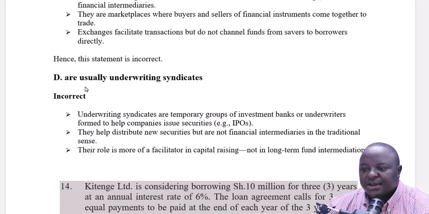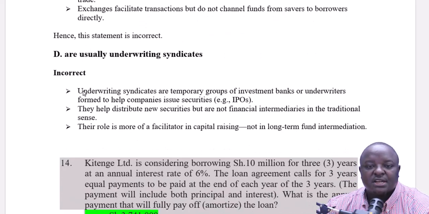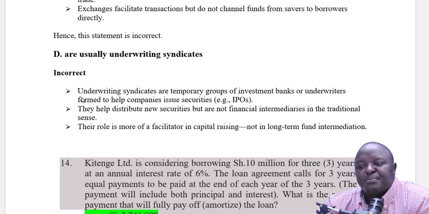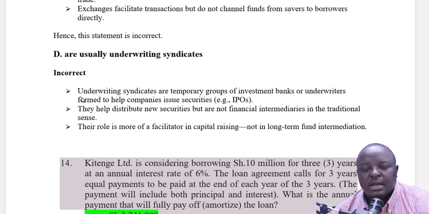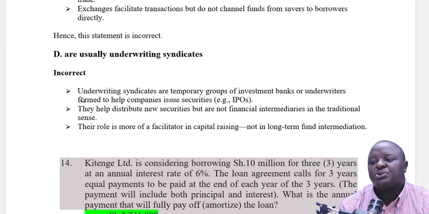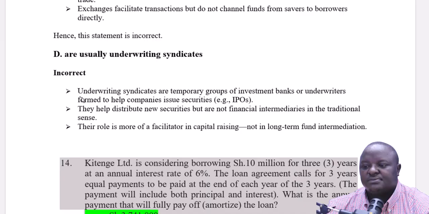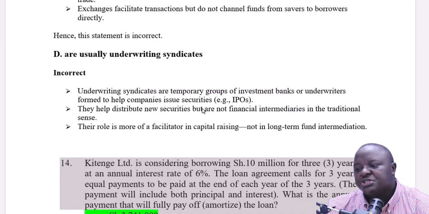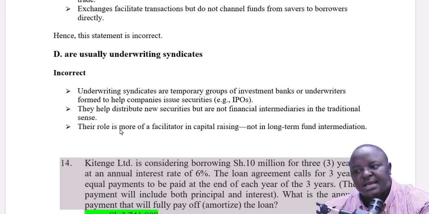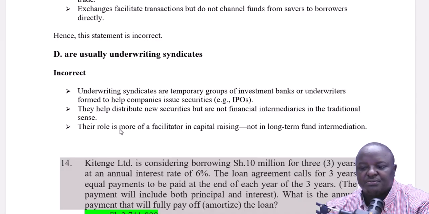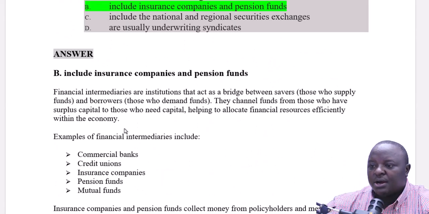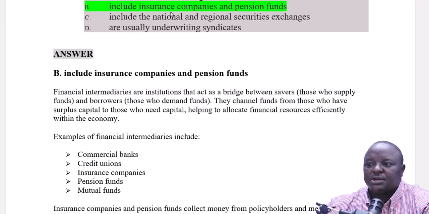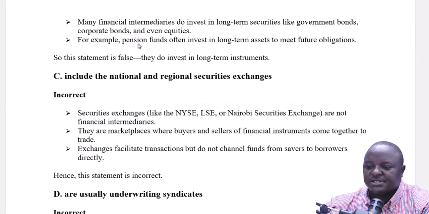When it says that they are usually underwriting syndicates, that is incorrect. Underwriting syndicates are temporary groups of investment banks or underwriters formed to help companies issue securities. They help distribute new securities, but they are not financial intermediaries in the traditional sense. Their role is more of a facilitator in capital raising and not in long-term fund intermediation. So our answer is that financial intermediaries include insurance companies and pension funds.